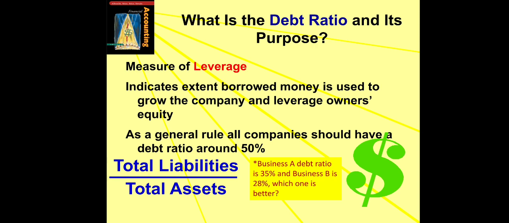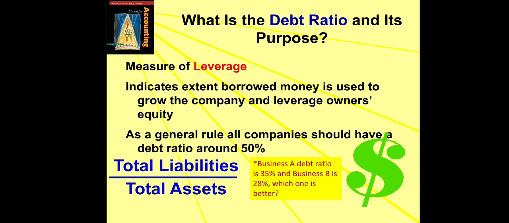Remember this. For debt ratio, the lower the number, the better the business. You can see the formula here, total liabilities over total assets. The lower the ratio, the better the business. So for business A and business B here, business B is better in terms of debt ratio.